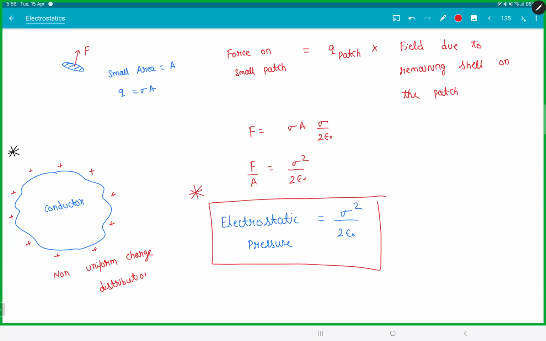So this is valid only for conductors. The pressure on the surface will be sigma square by 2 epsilon. This is valid only for conductors. We will see later why this happens, because inside a conductor the field is 0. So that's the thing we have to prove. We will prove that in Gauss law. But remember this result, quite useful.